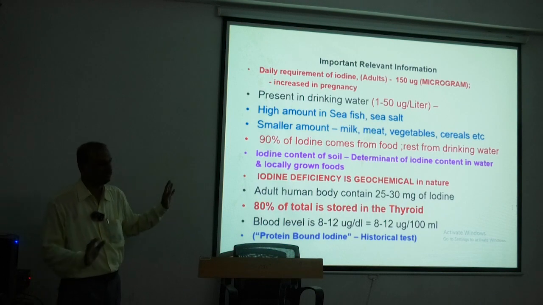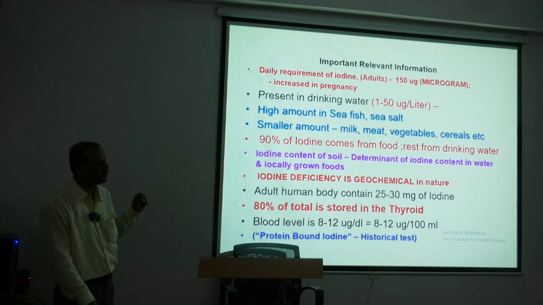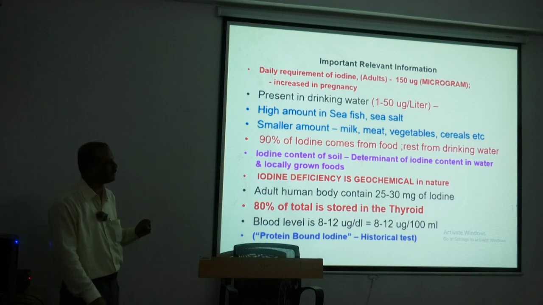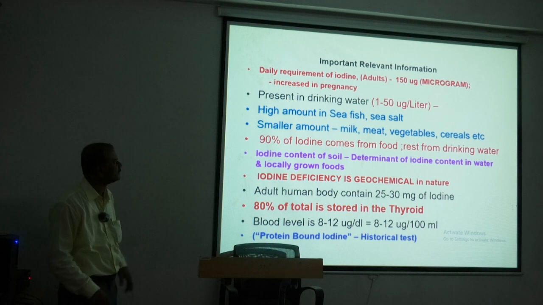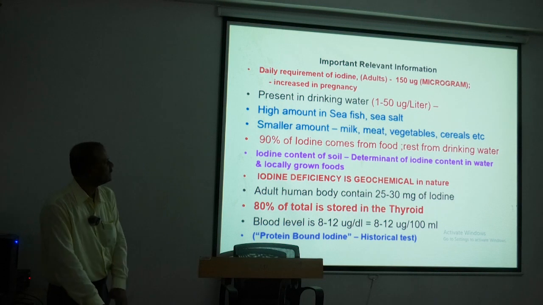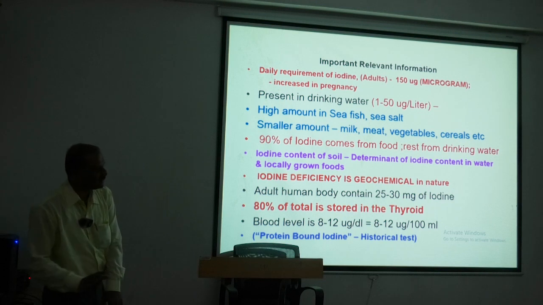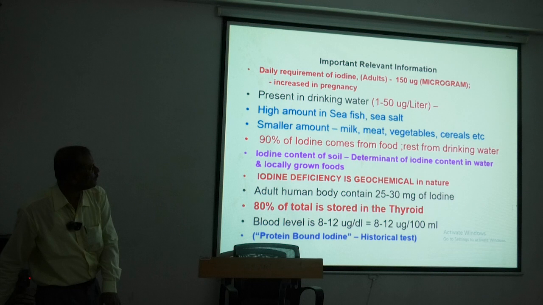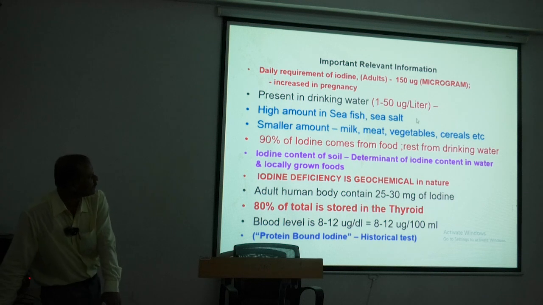The important relevant information, I would say, is that the daily requirement of iodine in adults is basically 150 microgram on average. But just like anything, this requirement also increases in pregnancy. It is present in the drinking water. A high amount is present in sea fish and sea salt. A smaller amount is present in milk, meat, vegetables and cereals.